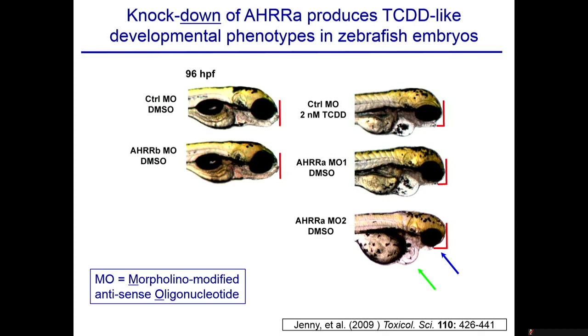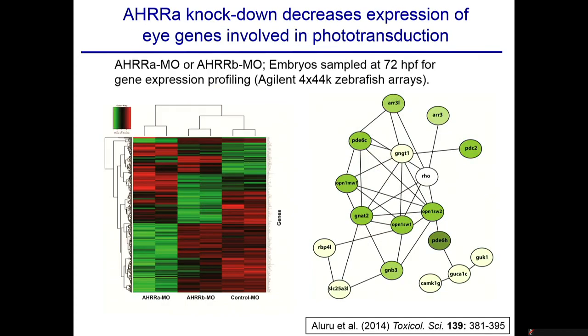Importantly, we saw this not only with one morpholino, but with a second morpholino that was also targeted to the repressor A RNA, and that demonstrated the specificity of the effect. We also looked at gene expression in these knockdown embryos and found a dramatic decrease in expression of a number of genes involved in phototransduction in the eye, and these included a number of opsins and eye-specific phosphodiesterases.